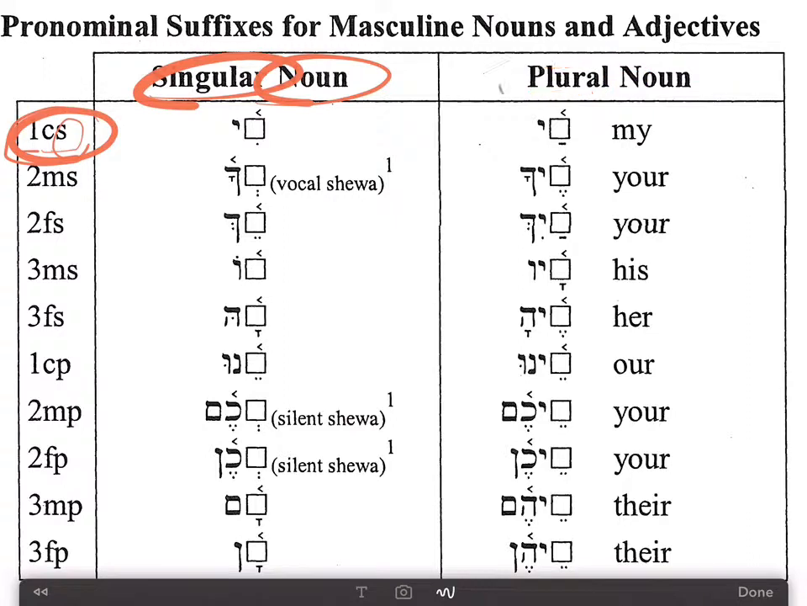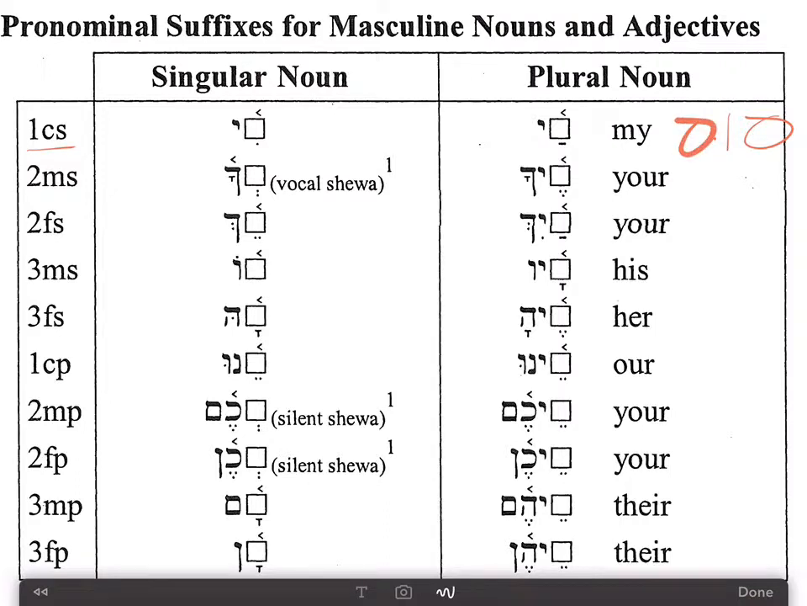And so what we mean by that is if you have a 1cs singular suffix on a plural noun, you're going to get something like this. Let me write one out. Susai. My horse, if that makes any sense. So the noun is plural because we used this suffix. However, that suffix is still a singular pronoun. Okay, so hopefully that will make sense to you in translation.